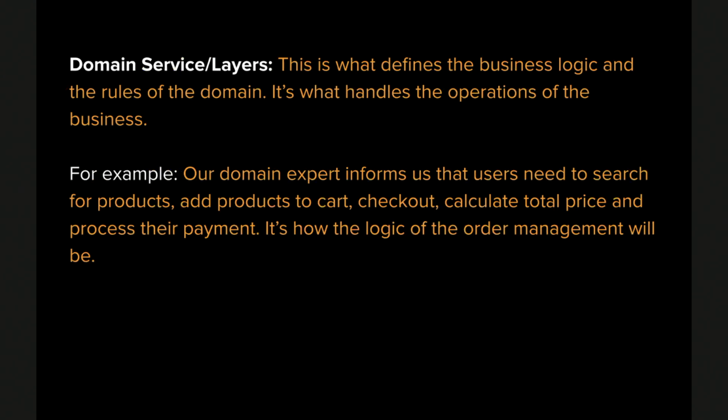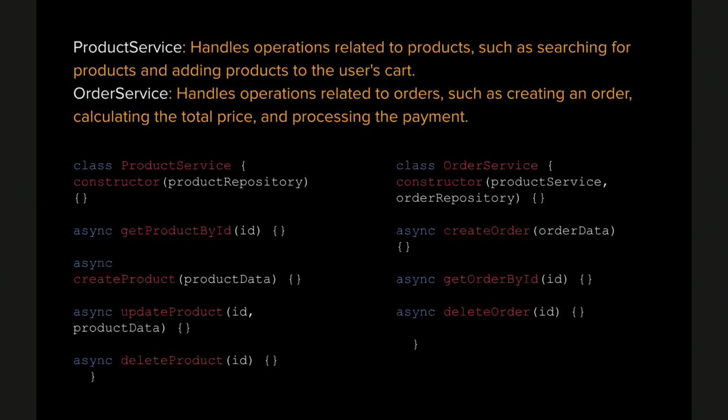Domain service is what handles those operations, right? For example, our domain expert informs us that users need to search for products, add product to cart, check out, and then calculate total price. So the domain service layer would have to handle those operations, and how the flow of those operations works will live in the domain layer. Here's an example: product service, order service. Product service gets product, creates product, updates product, deletes product. Order service creates order, gets order, deletes order. That is how the operations will work. This is a domain layer, right? Modeled domain service or domain layer.